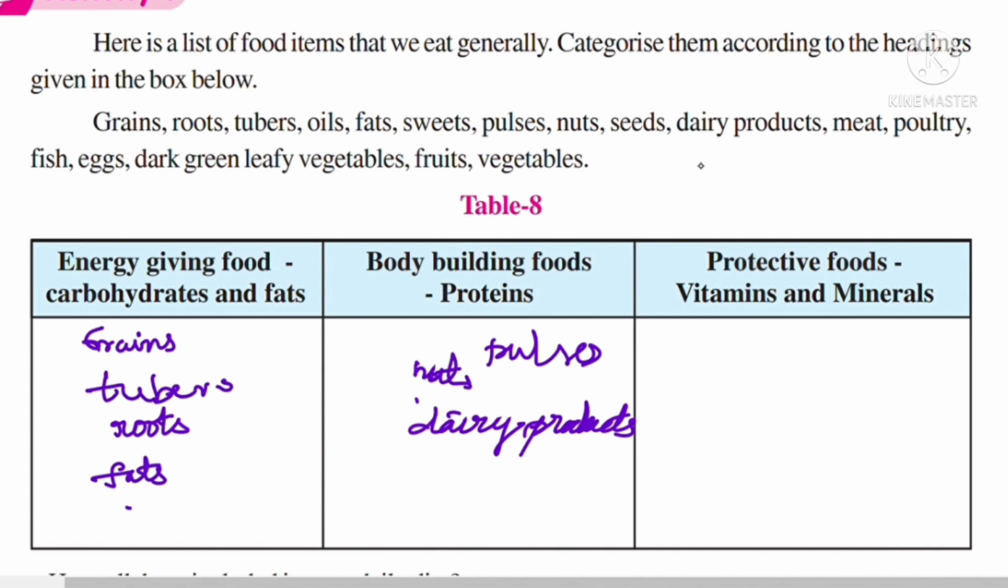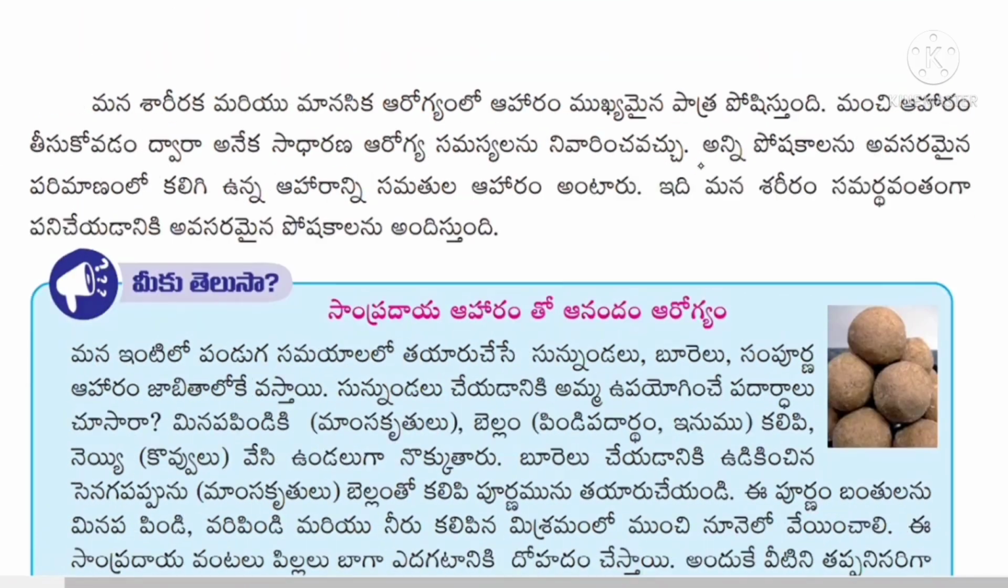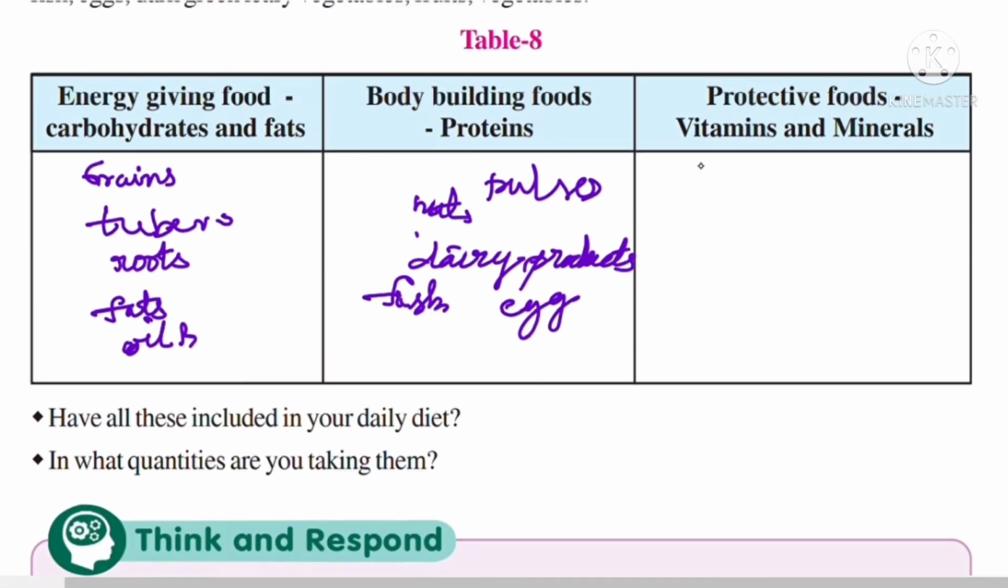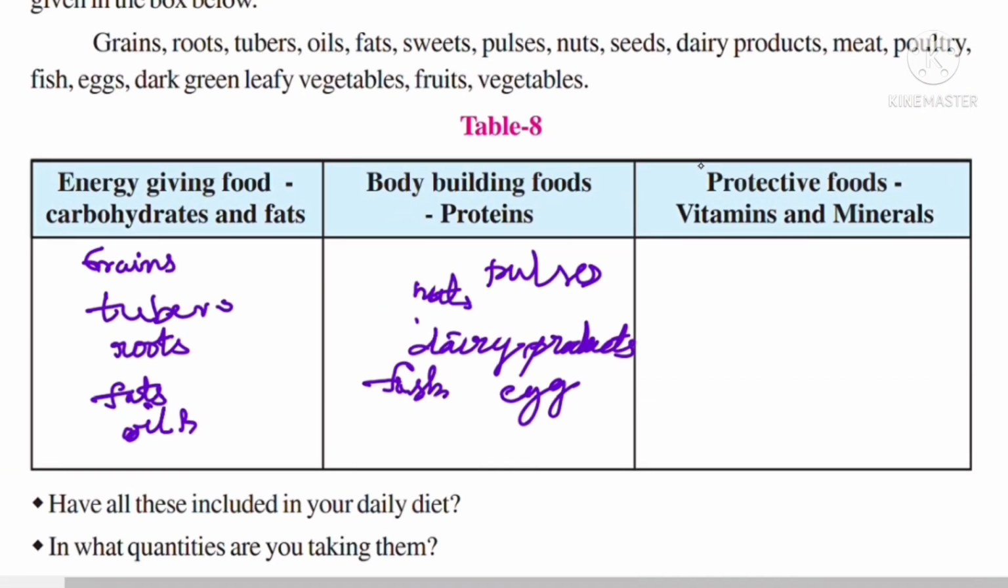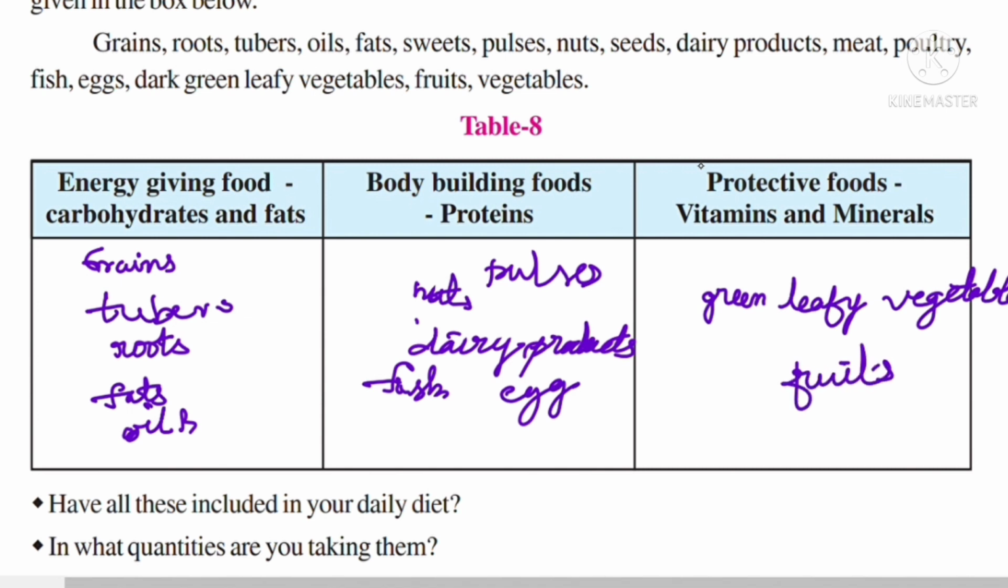Oils also come under carbohydrates only. Next, fish, egg. Next, dark green leafy vegetables. These all come under vitamins and minerals. Vegetables and fruits, all these are included as protective foods.